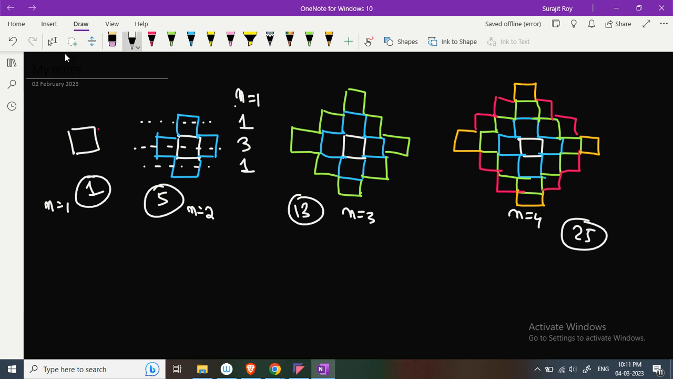For n equal to 3, the first level number of squares is 1, the second level is 2, the third level is 5, and in the fourth level the number of squares is 3. I have made a mistake, let me redo this. If you add this, the answer will be 13. See, 3 plus 3, sorry, 3 plus 3 is 6. Again we add 1, that is 7, sorry, 1 plus 1 is 8, and 8 plus 5 is 13.